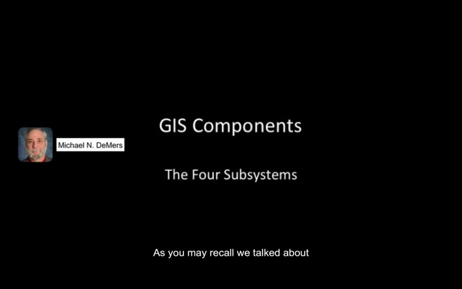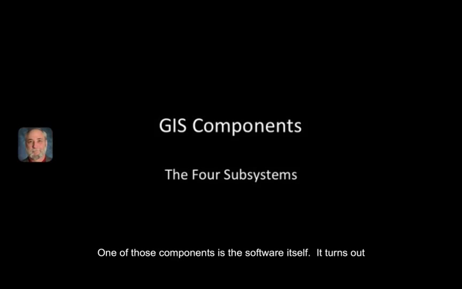As you may recall, we talked about GIS as being a system made up of various components. One of those components is the software itself. It turns out that the software, as a subsystem, if you will, of GIS, also has various components. Usually we think of these as 4 subsystems. These 4 subsystems were first defined by Dwayne Marble, who's now retired from the Ohio State University, and with whom I was fortunate enough to work for about 6 years. So in the next slide we'll take a look at the 4 subsystems and give you some definitions.